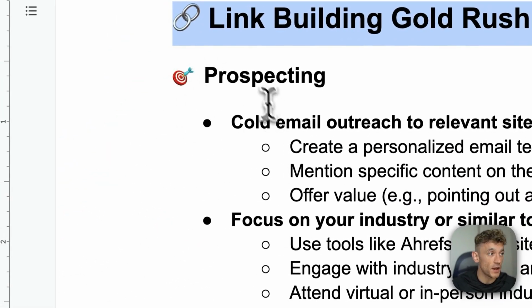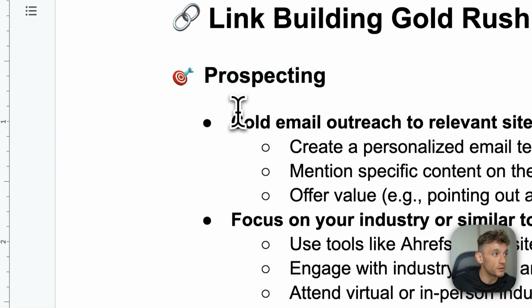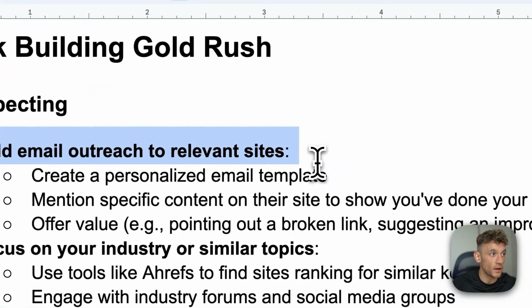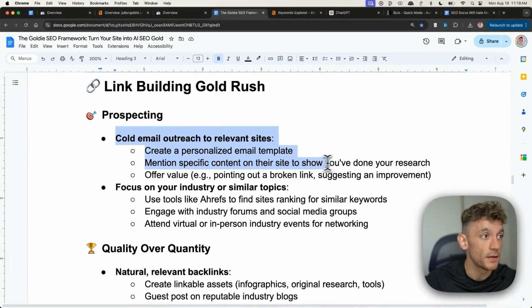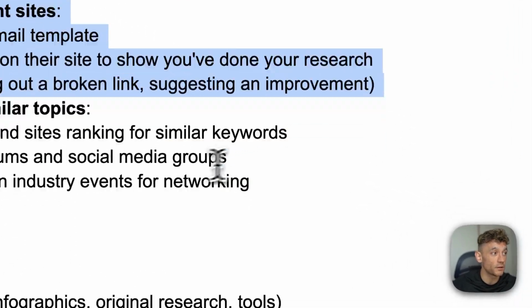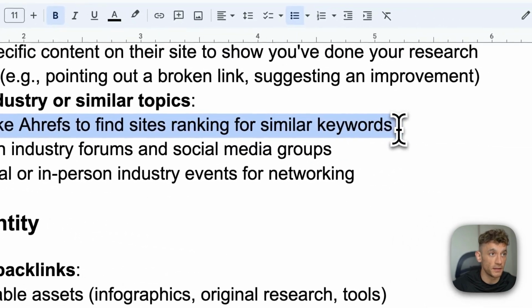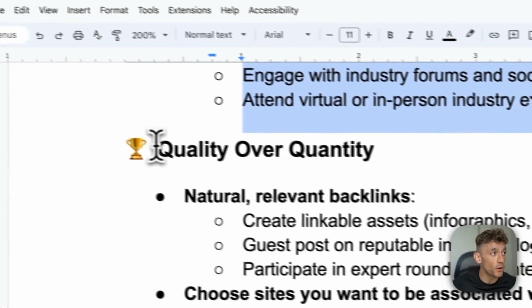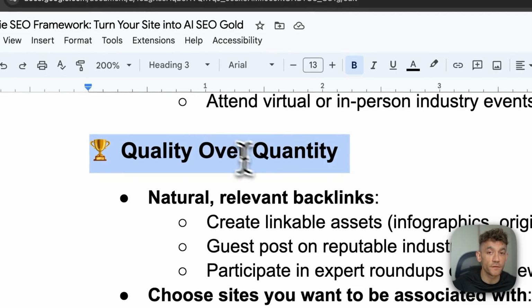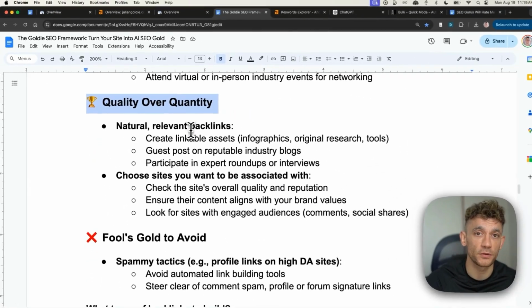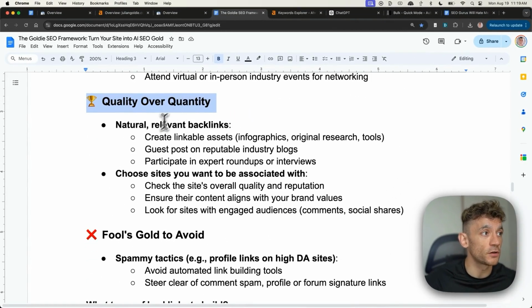And I'll give you a few free trainings at the end too. But basically, you just want to do cold email to relevant sites, right? So create a personalized email template, mention specific content on the site and how you've done your research, and then offer value, right? Additionally, you can just use tools like Ahrefs to find sites ranking for relevant keywords. And the one thing I want to say here is that you're going for quality over quantity, right? You could build a ton of bad backlinks, but that's not going to help your rankings at all.